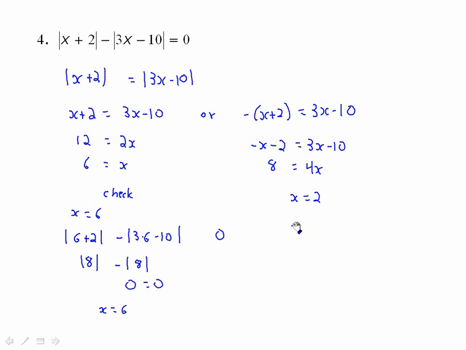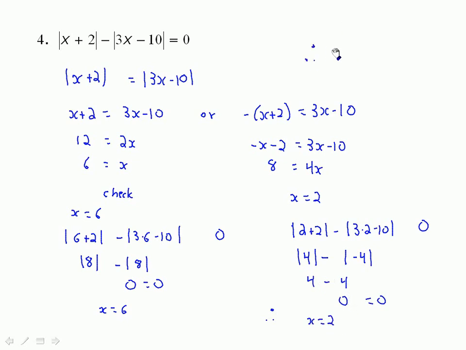And then for x equal to 2, absolute value of 2 plus 2 minus absolute value of 3 times 2 minus 10 is supposed to also be equal to 0. So this gives us 4. And then this gives us 3 times 2 is 6 minus 10 is negative 4, but the absolute value of this one is 4. So 4 minus 4 also works out. So therefore, our two answers would be 2 and 6. I'll write that at the top. Get to keep them both.